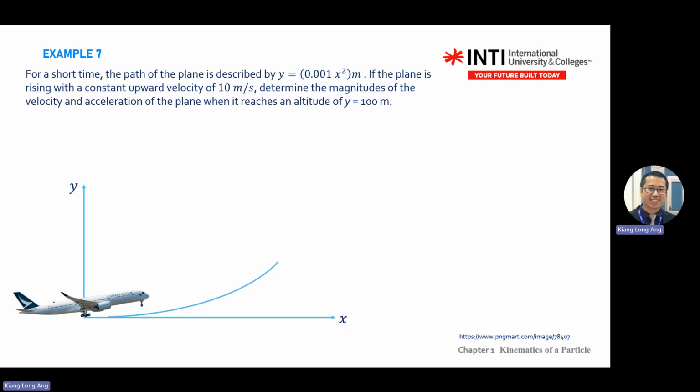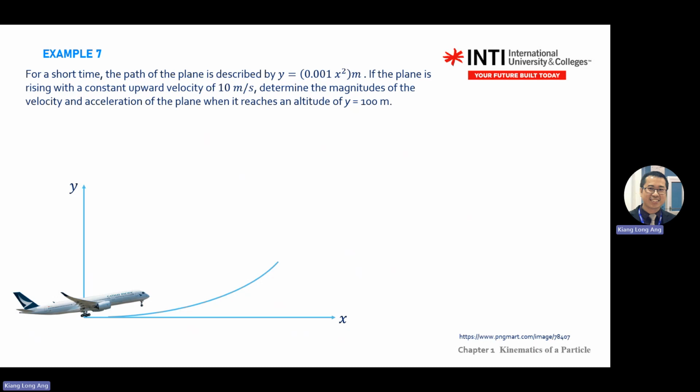Okay, so for a short time, the path of the plane is described by y equal to 0.01 x squared, and you're given this diagram of x and y. You know there are three kinds of line on the graph: linear graph, quadratic graph, and polynomial graph. By referring to the question y equal to 0.01 x squared, you know this is a quadratic graph. With a positive a value, this is a smiling face, so it will be a smiling face on the graph.